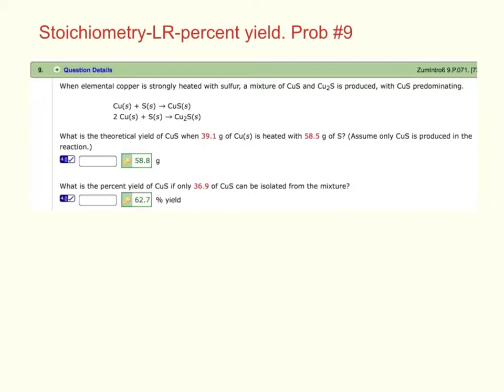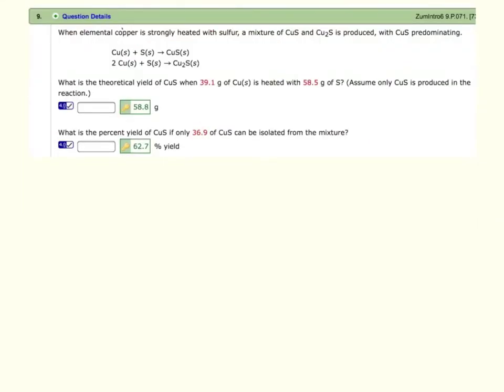It's just to throw you off. Let's get started. The problem says when elemental copper is heated with sulfur, a mixture of CuS and Cu2S is produced, with CuS predominating. What is the theoretical yield of CuS when 39.1 grams of Cu is heated with 58.5 grams of S? Assume only CuS is produced in the reaction. So there's the curveball. You don't even have to worry about that. Just forget it.